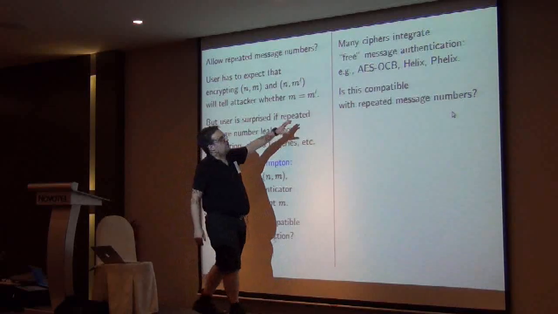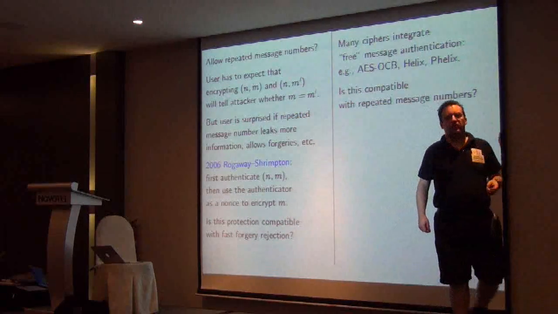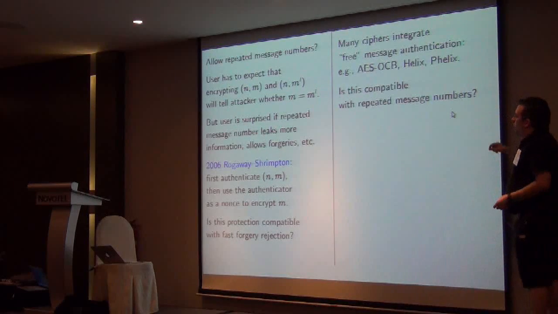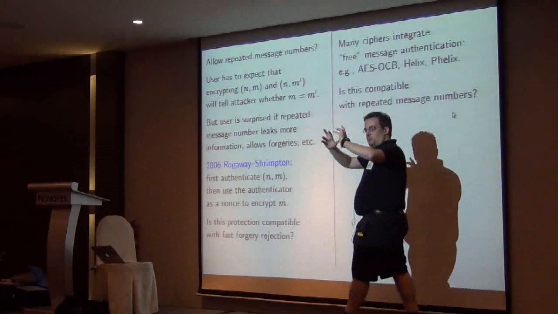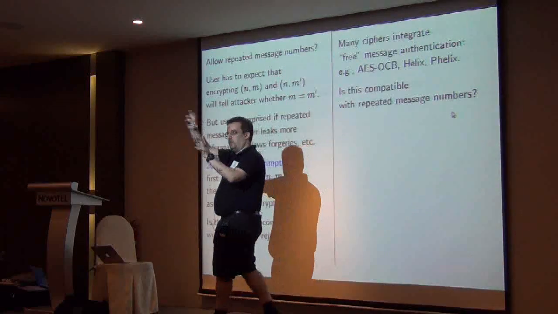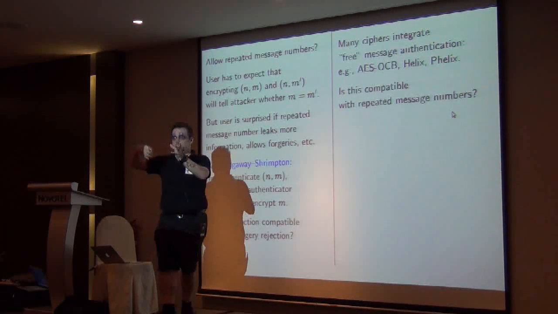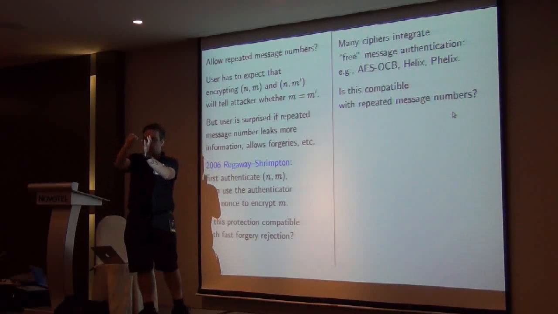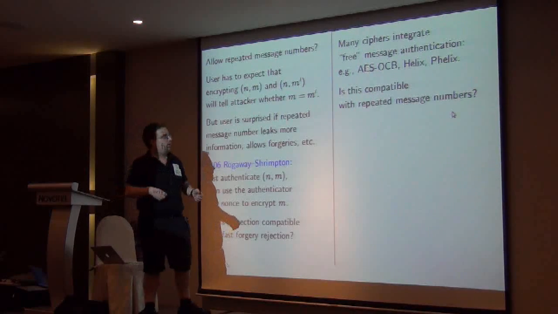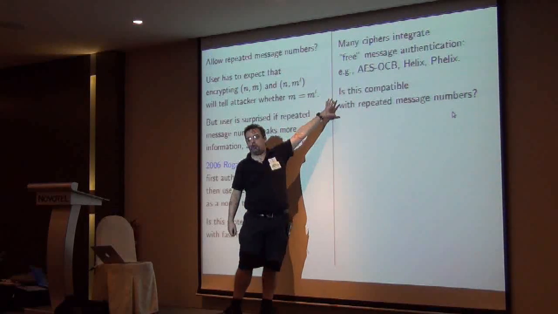Another direction people have looked at is having integrated authentication, like OCB mode, or Helix, or Phelix. These designs have message authentication built in, so you have some state where a plaintext block comes in, the state encrypts the plaintext block into ciphertext in an invertible way, and that plaintext block modifies the state for the next block. Now, can you do that in a way that's still secure if your message numbers are repeated?